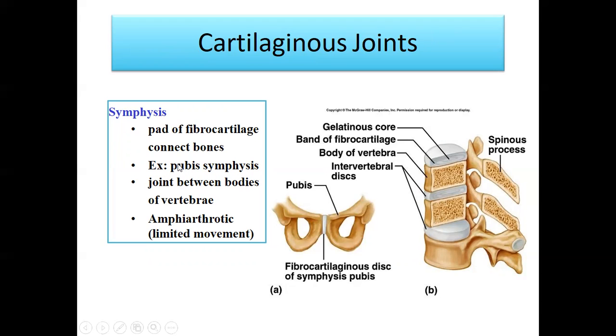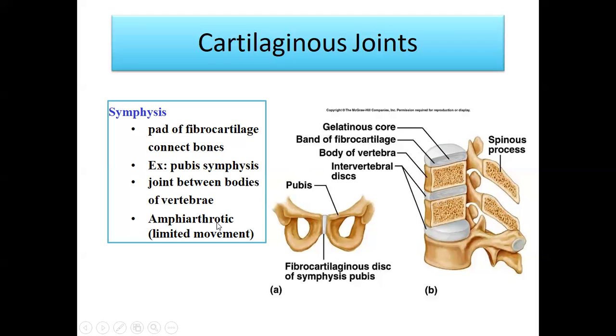It is pubic, which means that it is in your pubic area, just to help you remember what it is and where it is. If you put your hand on your lower pelvis, in the middle of that is this symphysis pubis that is joining the two halves of your hip bone. You also have a symphysis between the bodies of your vertebrae. So your intervertebral discs are also considered symphysis joints.